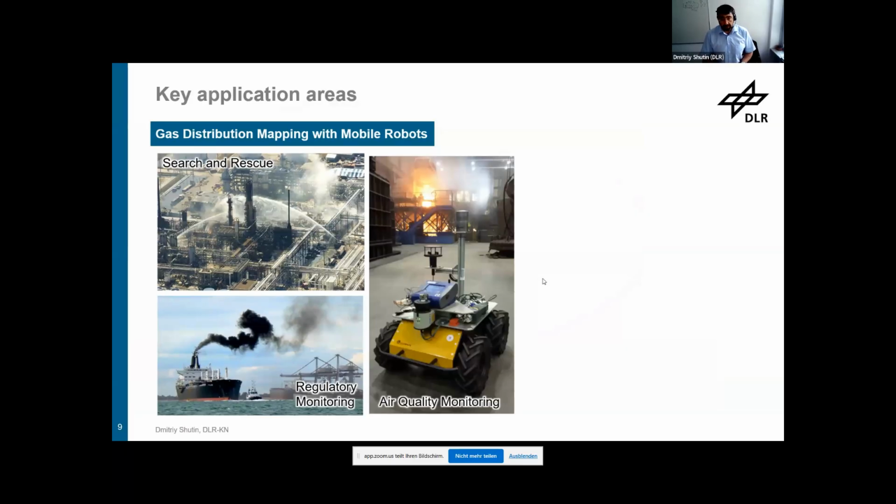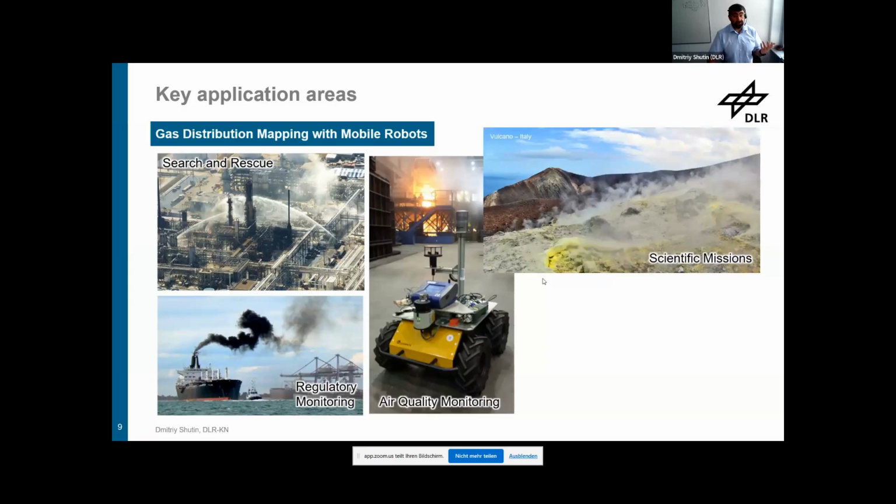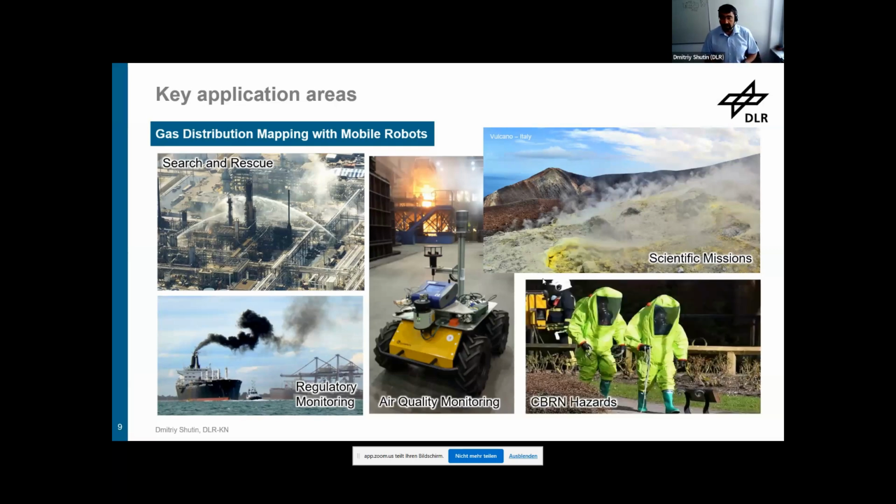Of course, air quality monitoring, especially during industrial processing. Scientific missions are very interesting. What you see here is Volcano Island, where we did experiments quite recently. But of course, that's very much related to planetary explorations and exploration of planetary bodies like Titan. And of course, security applications like chemical or biological events that might be dangerous to be explored by humans, but for robots it's quite a convenient solution.